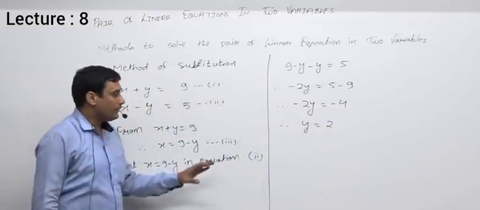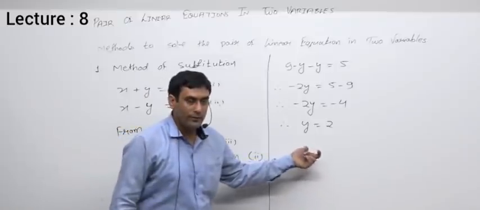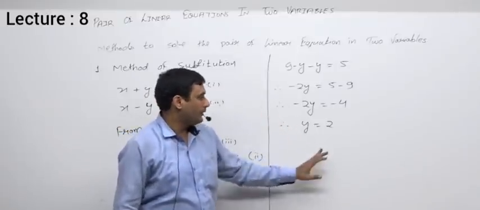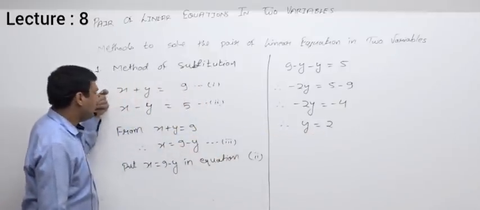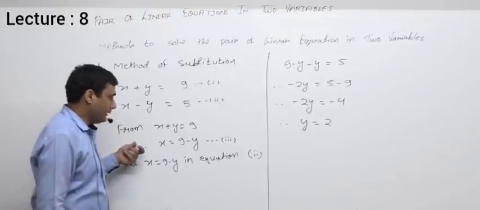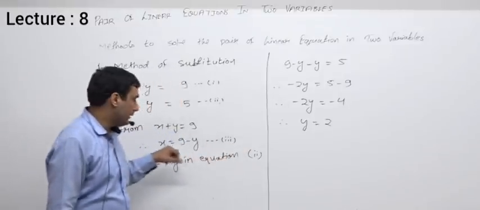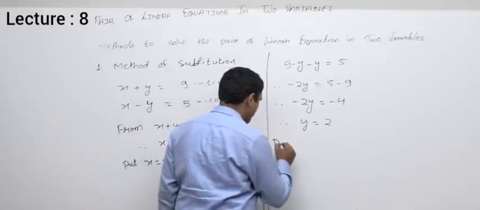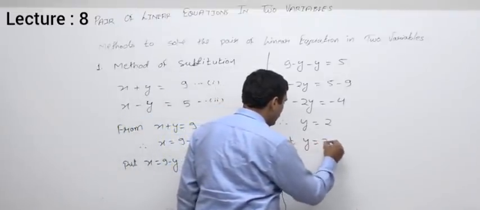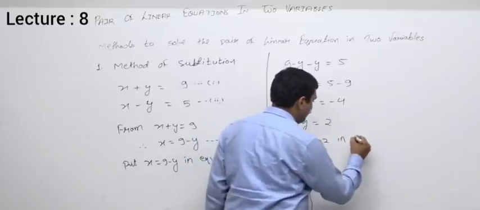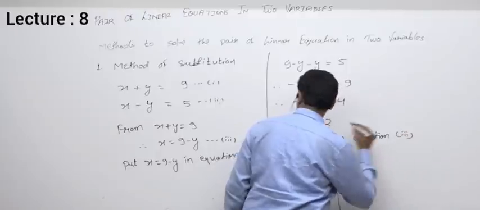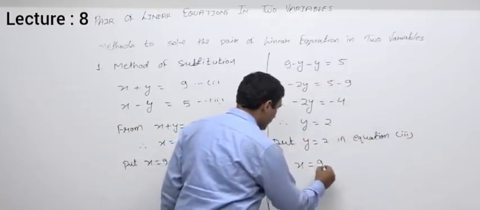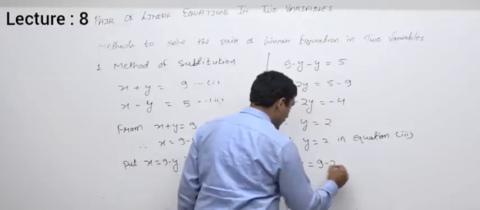Okay, that means here we got the value of one variable. We have to get the value of the second variable. For that, we have to put this y equal to 2 either in equation 1 or in 2 or in 3, but I will advise that you put it in 3. Okay, so put y equal to 2 in equation 3. So x is equal to 9 minus 2, so x is equal to 7.